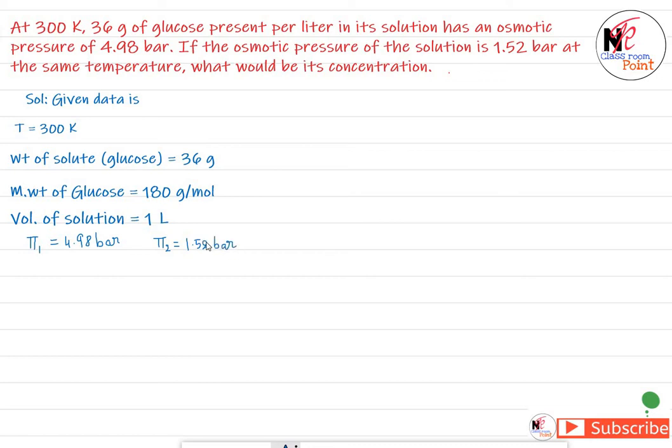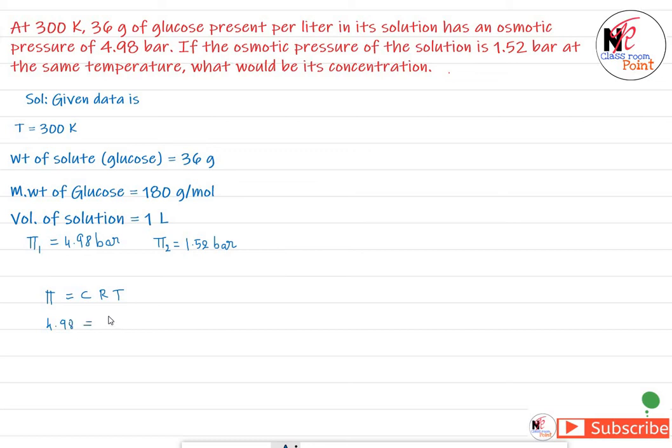R value is not given, though we can take it, and it is playing a major role here. Now, according to the given first information, we know that pi equals the formula CRT, and pi value is given. Initial pi value is 4.98 bar.